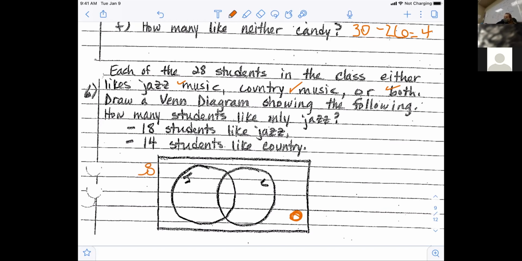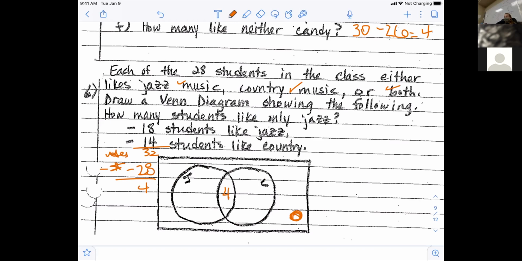So 28 votes must be in this area right here. How much is 18 plus 14 though? 32? So I've got 28 kids and 32 votes. What's the overlap? How many more votes do I have than actual humans? 4. Again, I'm going to say it again. I want us to keep it simple. 4 is the overlap that is both jazz and country. So my votes minus my actual humans is going to be 4. And so 4 is the overlap.